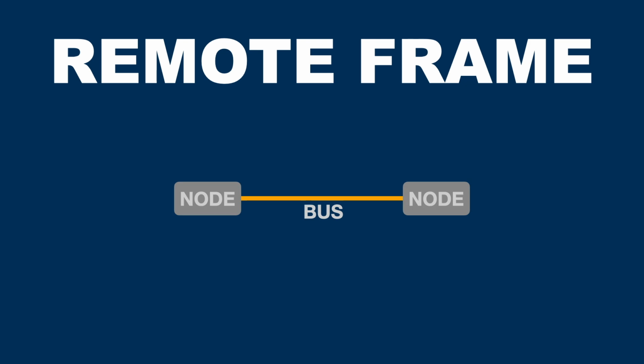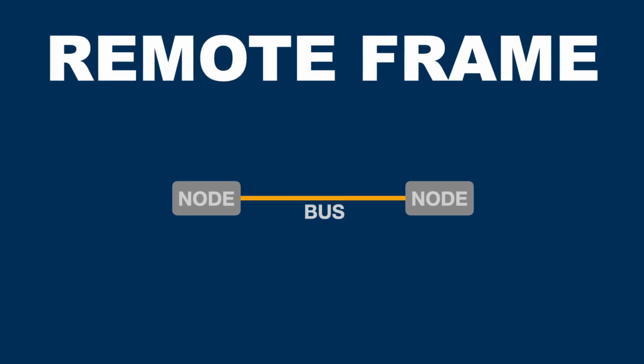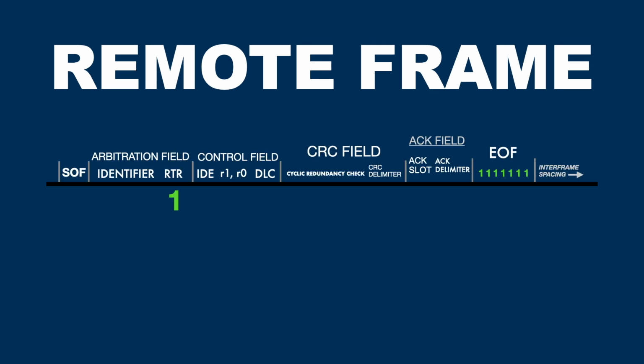Now let's move on to the next frame type, which is the remote frame. The remote frame's function is to request data from another node. So if a node requires data from another node on the bus, it can request it by sending a remote frame. The remote frame structure is otherwise identical to the data frame, but the key difference is that it does not have a data field, and the RTR bit is recessive, indicating that it is a remote frame.